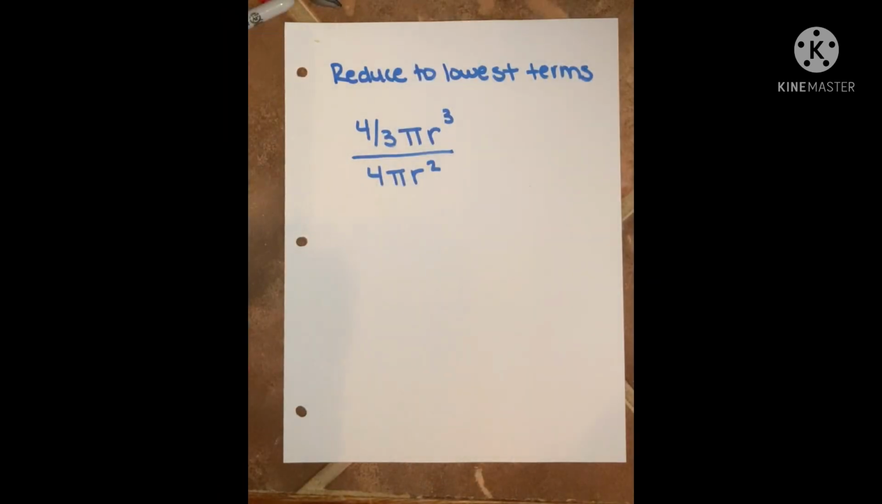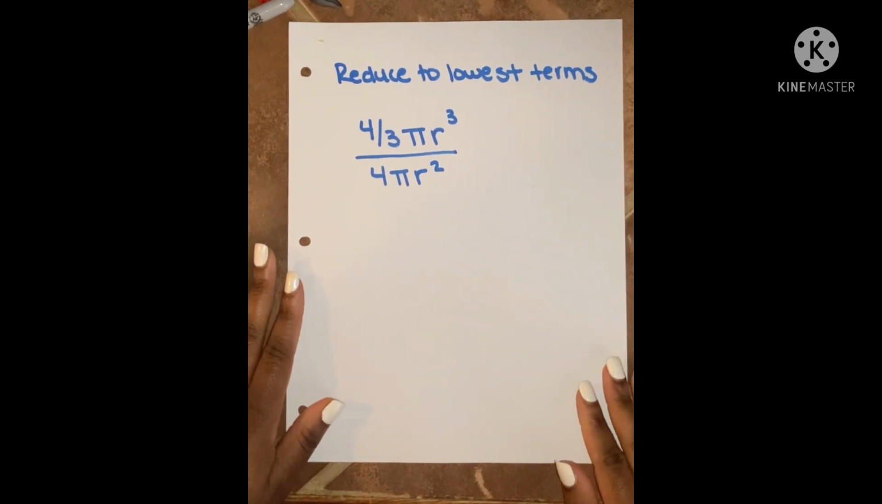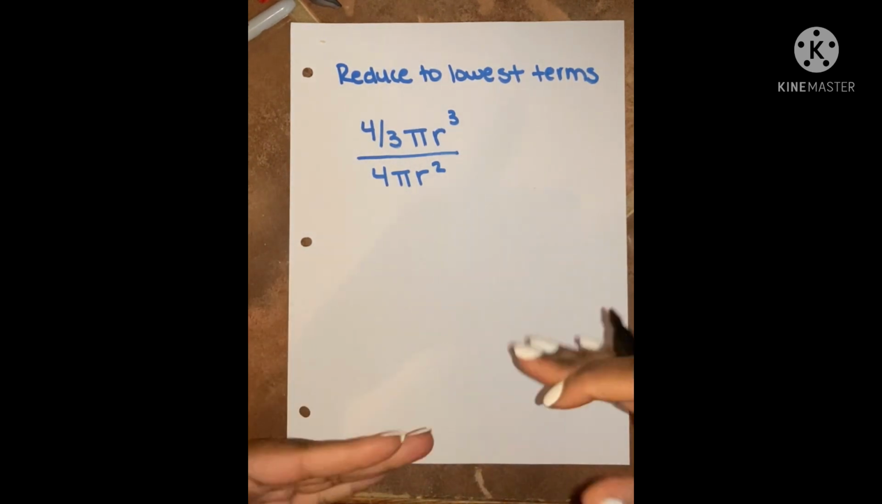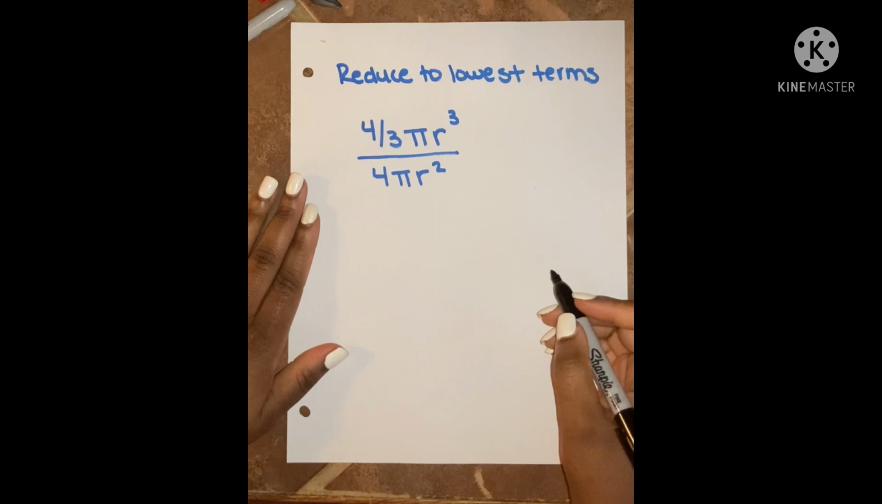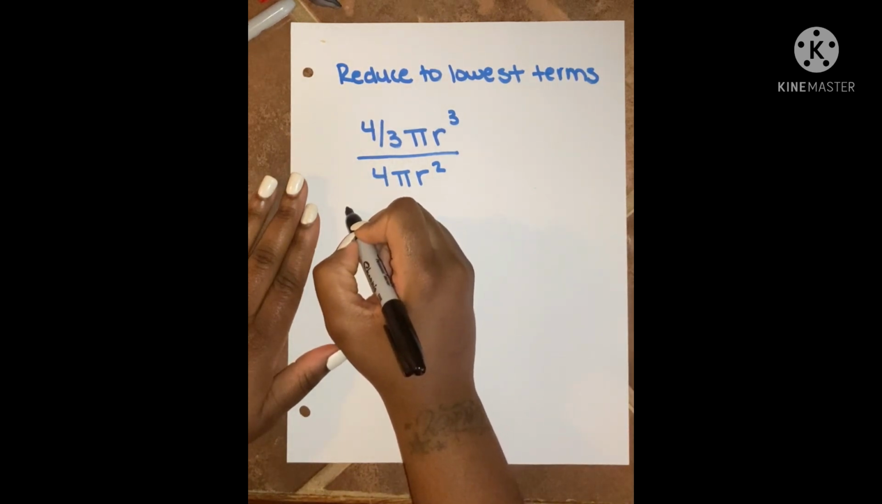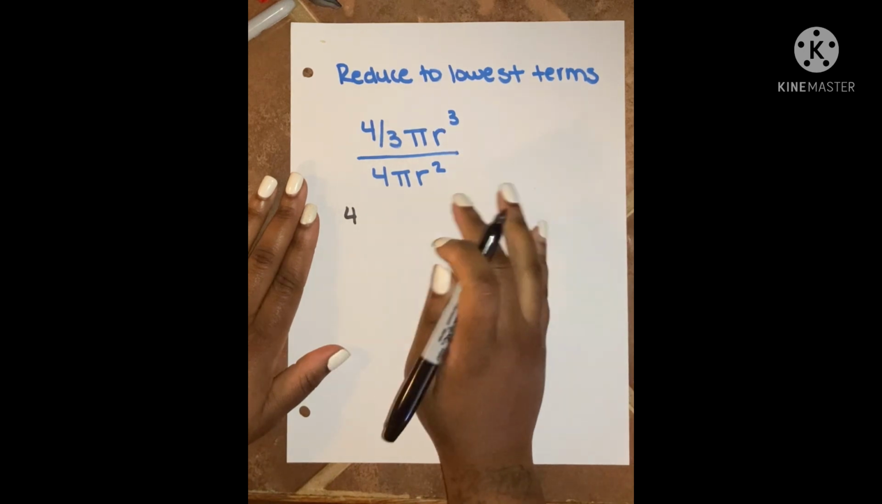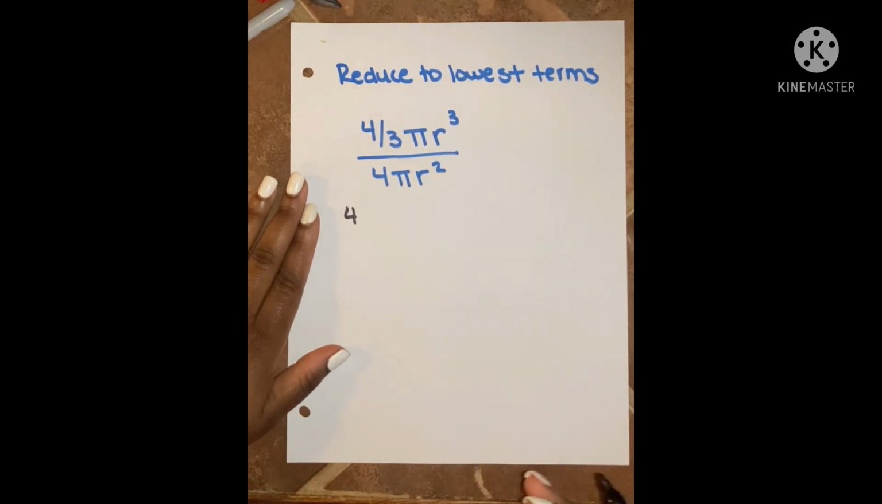So we're going to reduce this down to its lowest terms, and we're going to do that by using prime factorization. Now, I like prime factorization because it helps eliminate those careless mistakes, and you can visibly see what you have and what cancels out and what doesn't. So here we have 4 over 3 pi r cubed divided by 4 pi r squared.